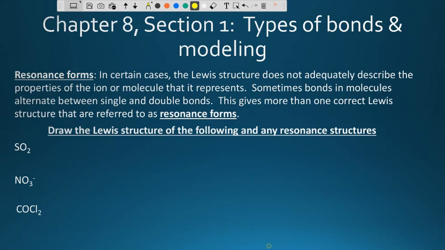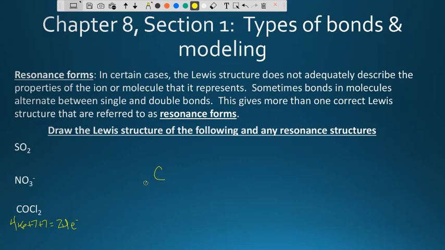Let's take a look at the last one, and this involves my carbon with my oxygen and my chlorines. Carbon has 4 valence electrons, my oxygen has 6 electrons, and my chlorine has 7, and we have 1 more chlorine in there, so that's a total of 24 total electrons to account for.